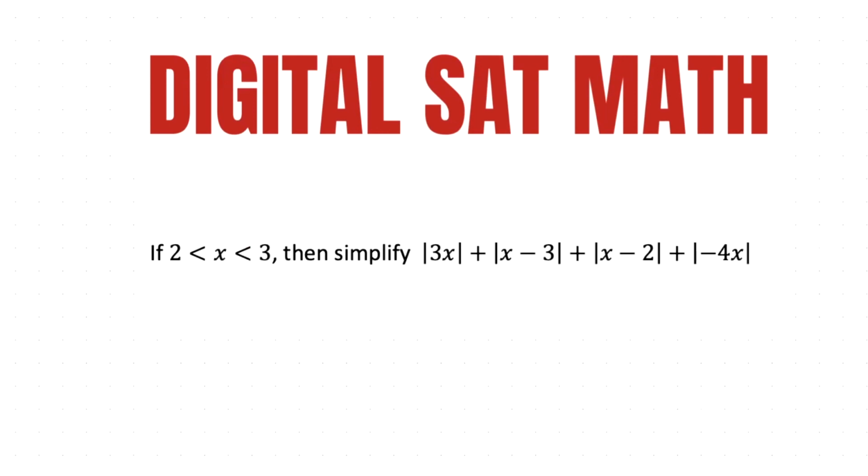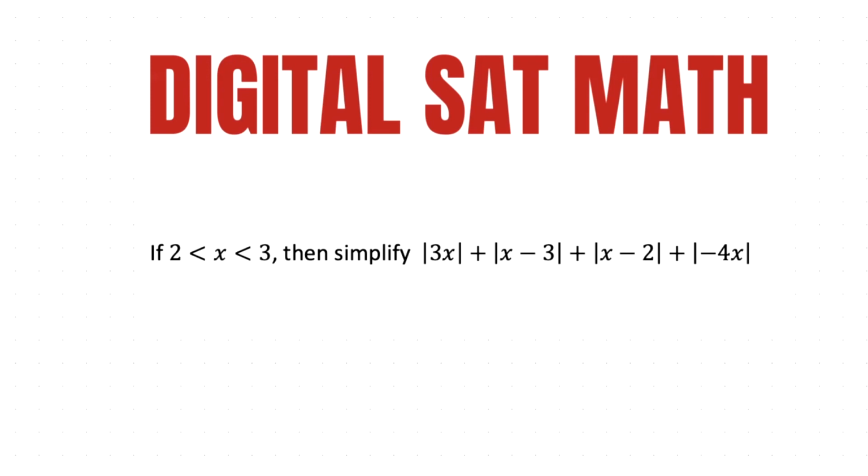3 absolute value of 3x plus absolute value of x minus 3 plus absolute value of x minus 2 plus the absolute value of negative 4x. What are these values? So let's determine how we are going to approach the solution for this problem. Actually, technically, the value of x is between 2 and 3. So you need to determine the values of each absolute value, whether they're positive or negative.